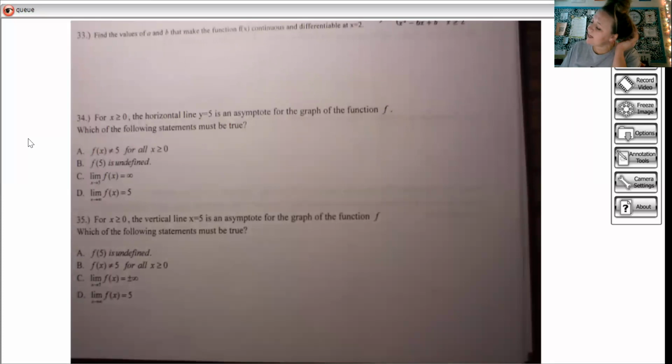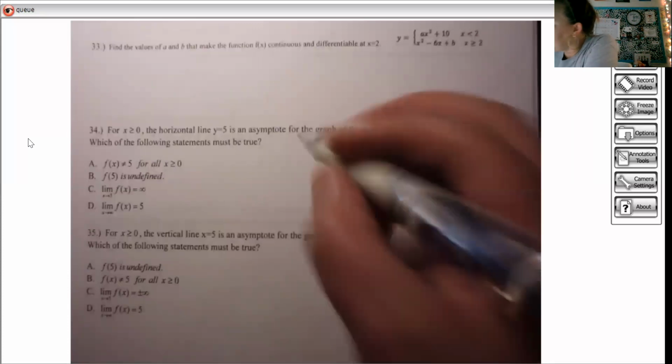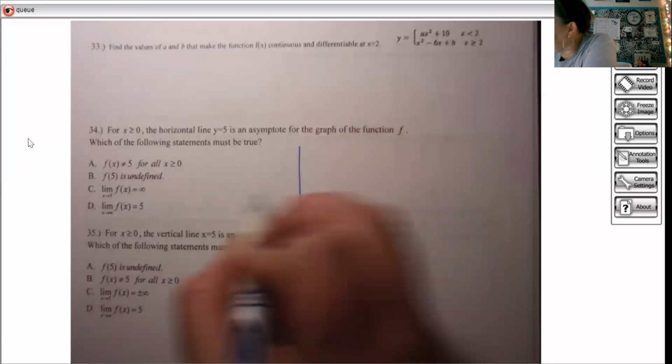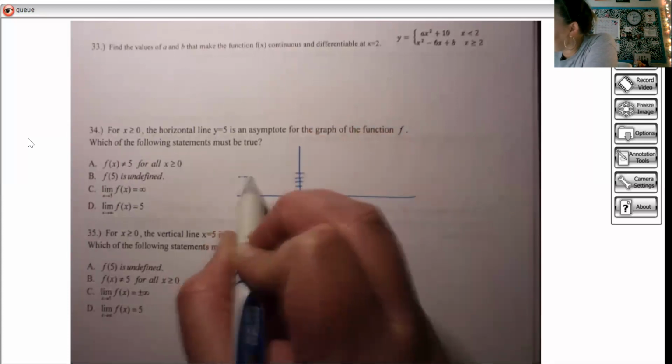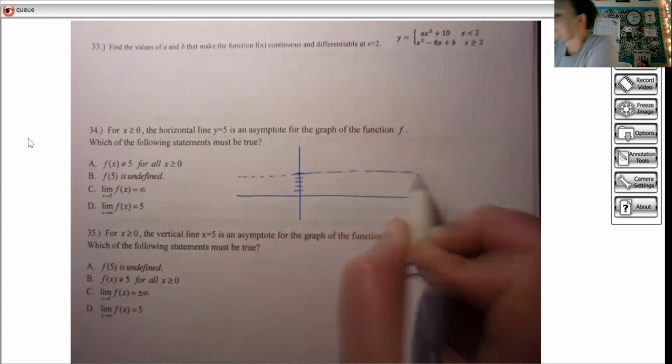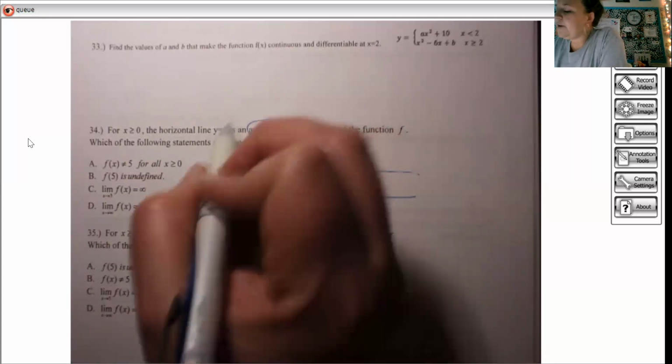Okay, 34 says, for x greater than 0, the horizontal line y equals 5 is an asymptote for the function. Which of the following must be true? So first let's start by just drawing a little picture here. A horizontal line, y equals 5. 1, 2, 3, 4, 5. Okay, like this. Then it tells me that I have an asymptote going towards this line.